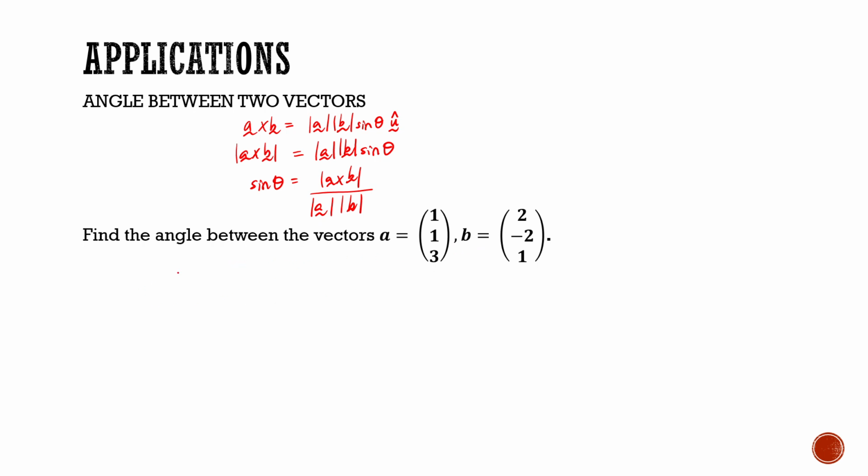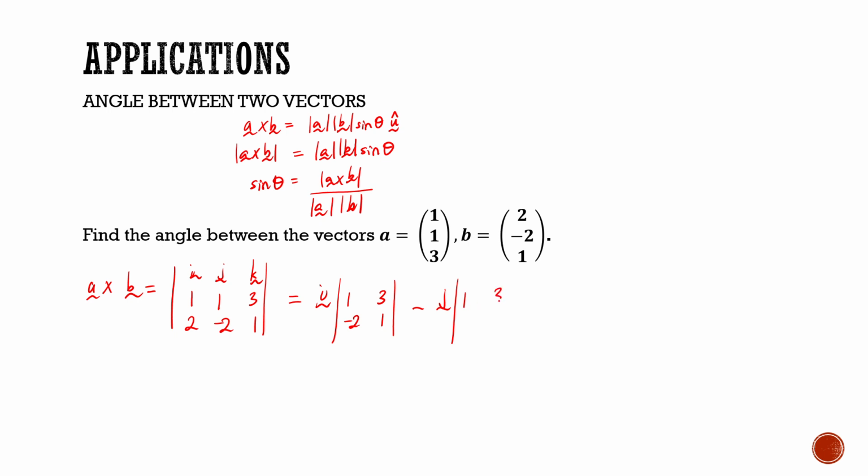Now you can use the dot product, but in this particular example we want to use the cross product to find the angle. So like we said, we'll have a 3 by 3 matrix. This will be 1, 1, 3. This will be 2, negative 2, 1. And so we'll have this as i times the determinant of 1, 3, negative 2, 1, minus j times the determinant of 1, 3, 2, 1, plus k times the determinant of 1, 1, 2, negative 2.